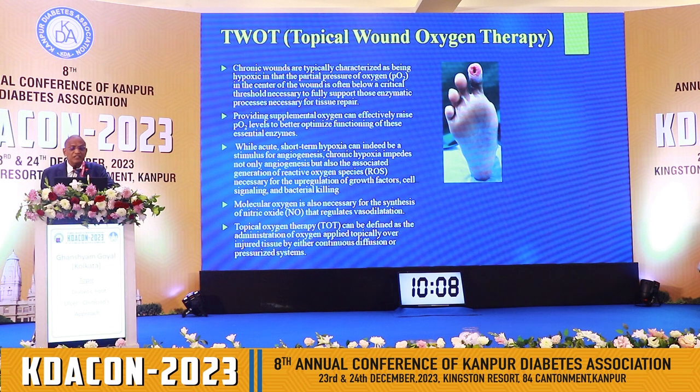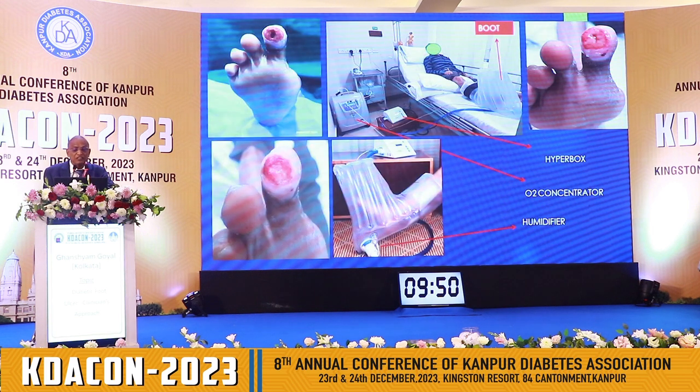Chronic wounds typically progress with hypoxia, low partial pressure of oxygen. There is a critical threshold level for the enzymatic processes to take place, and if you supplement with local or topical oxygen, it helps in the healing of the wounds. So this is the setup for how you will give it. This is a hyperbox. This is a 10-liter oxygen concentrator, not the 5 liters which we use routinely. Then you can have this boot, and you can give it 90 minutes per day, 4 to 5 days in a week, for around 3 to 4 weeks, and it accelerates the healing.